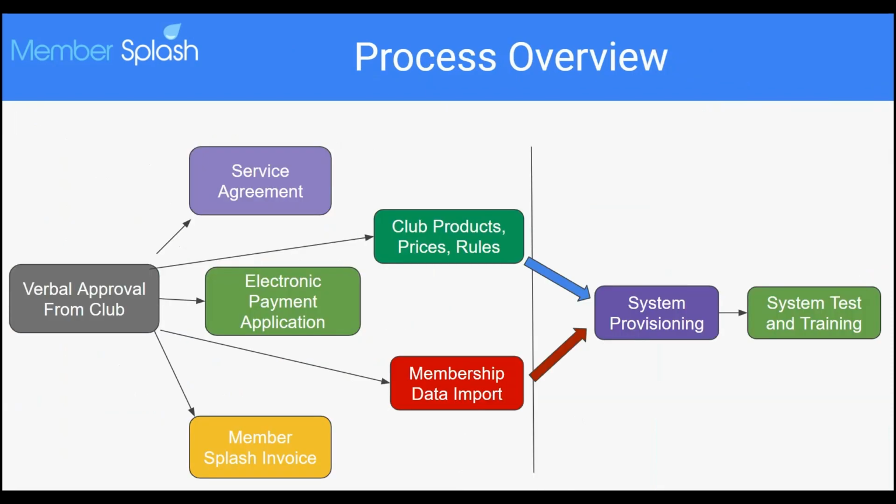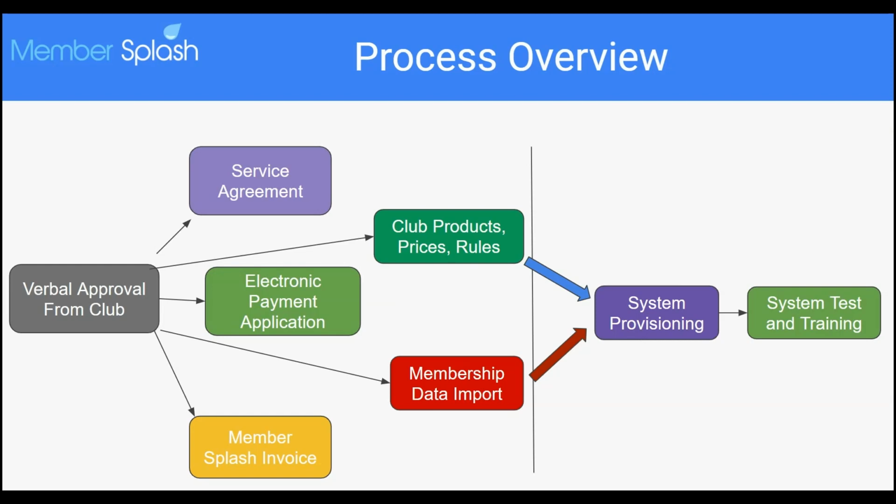So let's talk a little bit about how this process actually works. Generally speaking, when you decide to go with MemberSplash and you give us the approval, we'll be looking for three things from you. First of all, your service agreement signed. You'll need to complete the electronic payment application. We talked about Authorize.net as your payment gateway. The electronic payment application is required to set up your new merchant account and payment gateway. We'll also send you an invoice for service so that we can stay in business.